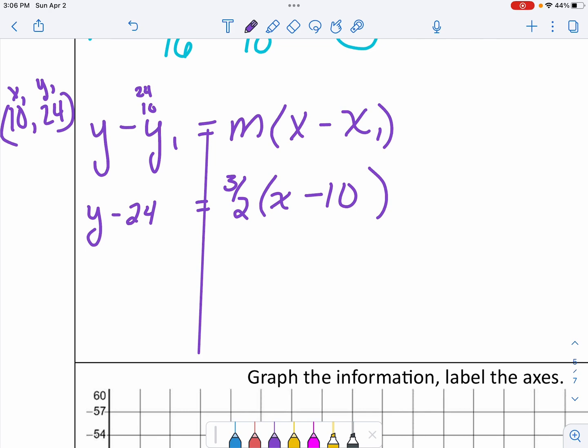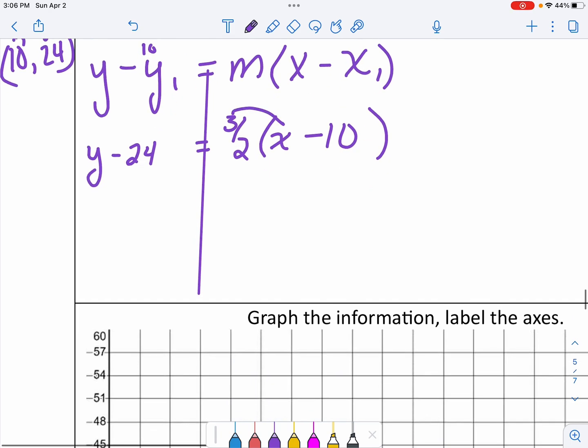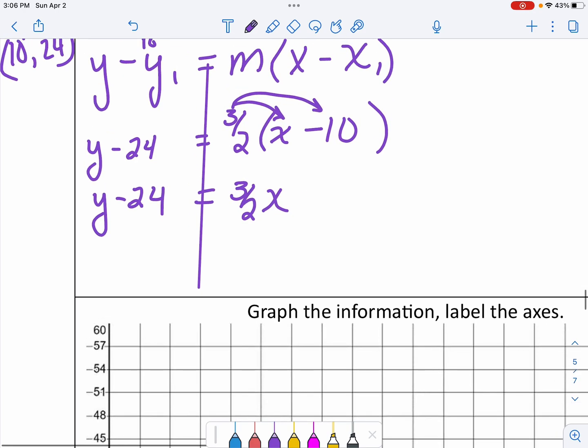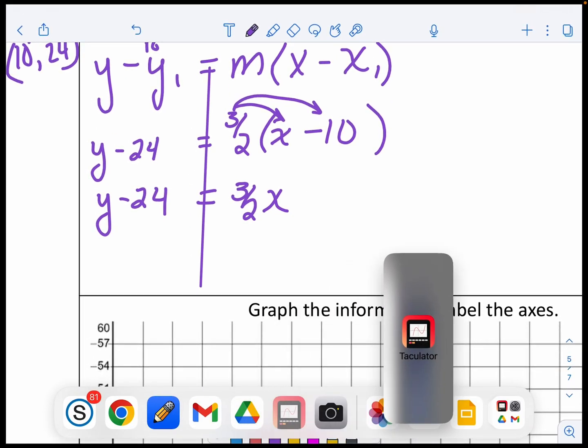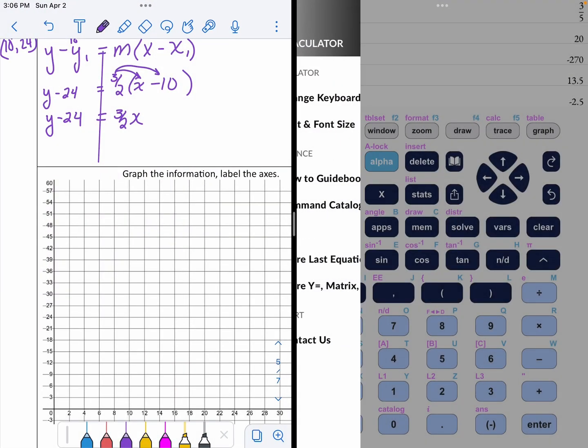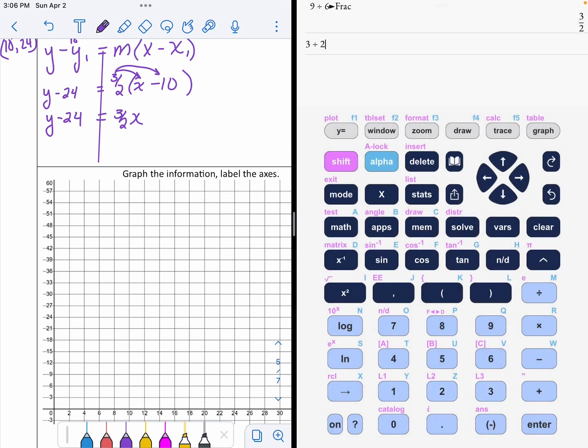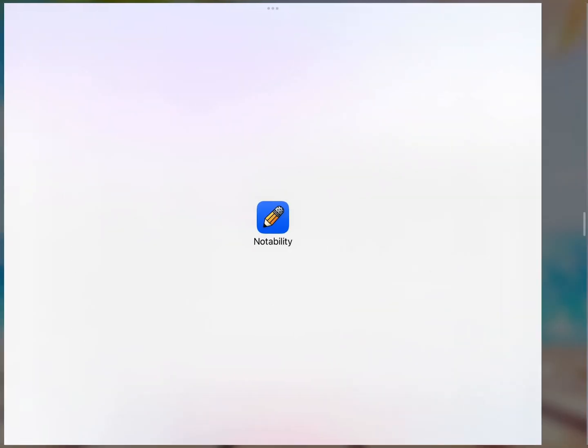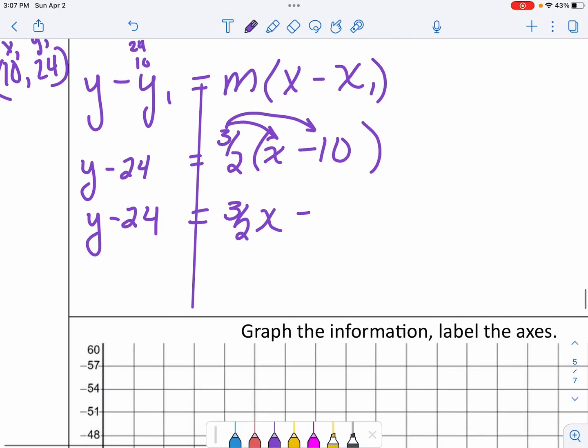All right, now I want this to be in slope-intercept form for my students. So can you please distribute? Start on the left. So y minus 24 equals 3 halves x. Now I should probably grab my calculator. Do you know what the next number is? 3 over 2 times 10? 15. That's correct. So we'll just show them, now it's a negative 10, so I'll do times negative 10 here. And then negative 15. Okay. So I just wanted to make sure I show them on the calculator. And then this is point slope form.